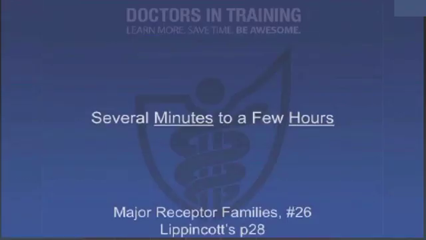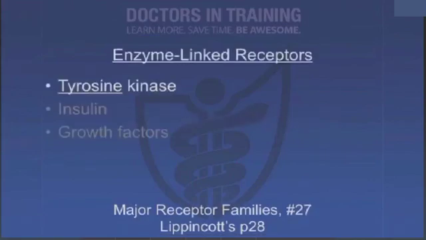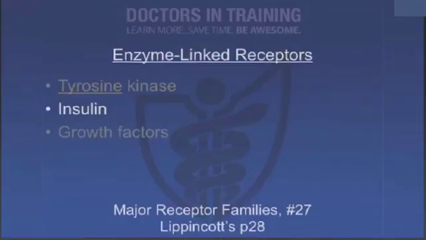Some examples of this include tyrosine kinase, which is a very, very common protein kinase that a lot of receptors will have tyrosine kinase activity. Insulin binds to a receptor that has a tyrosine kinase activity. A lot of different growth factors bind to receptors that have tyrosine kinase activity. And as we mentioned, the receptor molecule undergoes a conformational change that activates the kinase.